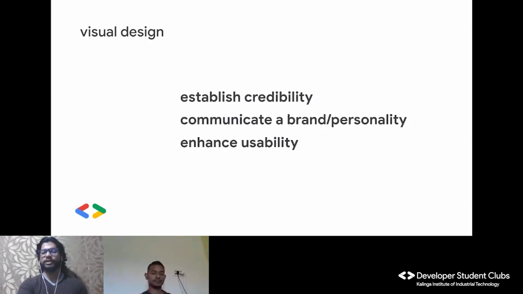We can see that most serious apps, like we can take Uber for example. The colors Uber uses, black and white, give us a premium kind of feel when we use that app. Unlike its counterpart Ola, when we use Ola, it's not so professional. It doesn't look like that. But Uber looks very professional. It looks premium to us. So that is one way it communicates a brand or personality.